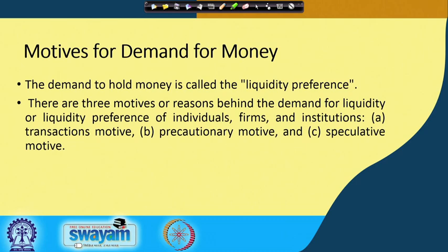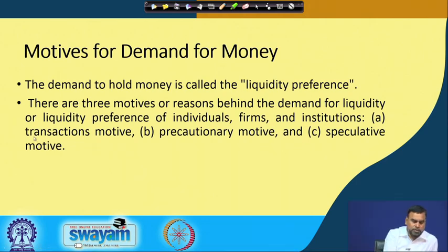So, in this context, what Keynes was trying to say is that there are different motives, different reasons that force households and other business units to hold money with them. Then what are those motives or reasons for which money is demanded? Basically, Keynes has identified three reasons or three motives.